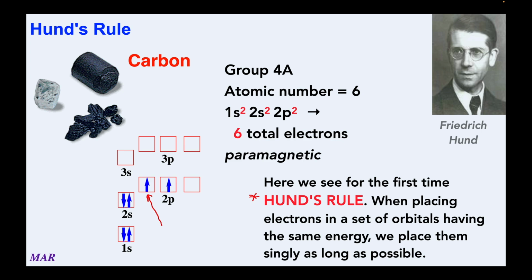Hund's rule is exactly what that means. Just put them each in their own box. So this is paramagnetic. It would be diamagnetic if you paired it up. We would also say that carbon with 2 unpaired electrons is more paramagnetic than boron with 1 unpaired electron. The more unpaired electrons you have, the more paramagnetic, the more interested in magnetic fields it is.